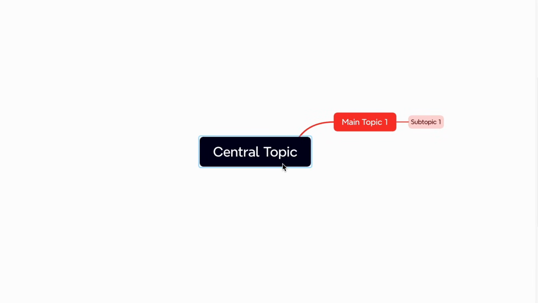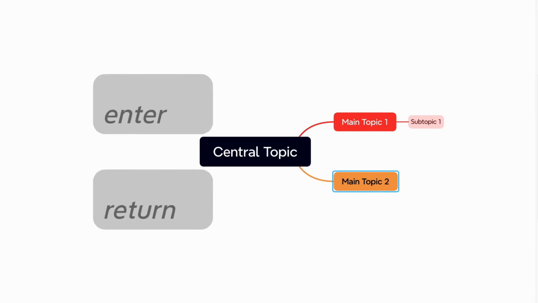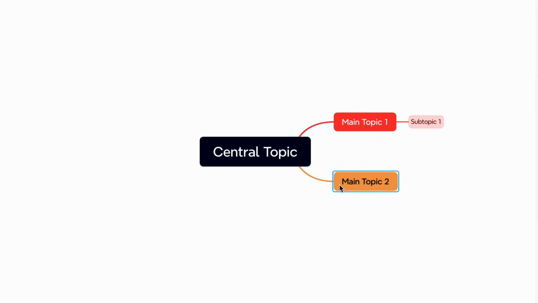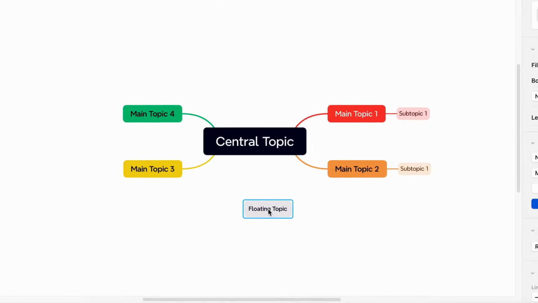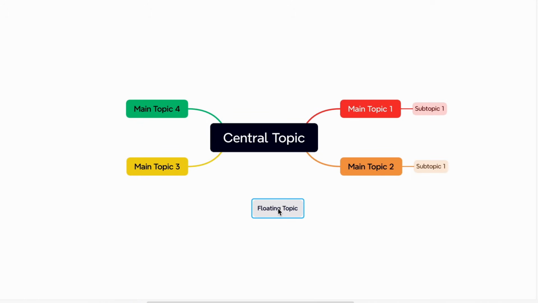To add a main topic, first select the central topic and then press the Tab key, Enter key, or the button on the toolbar. Once you have created a new main topic, press the Tab key again to add a subtopic. A floating topic is a topic that is disconnected from your map's central topic.